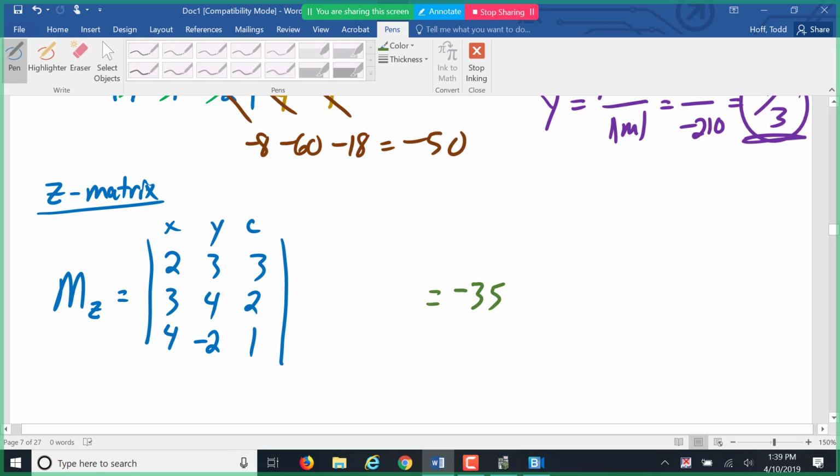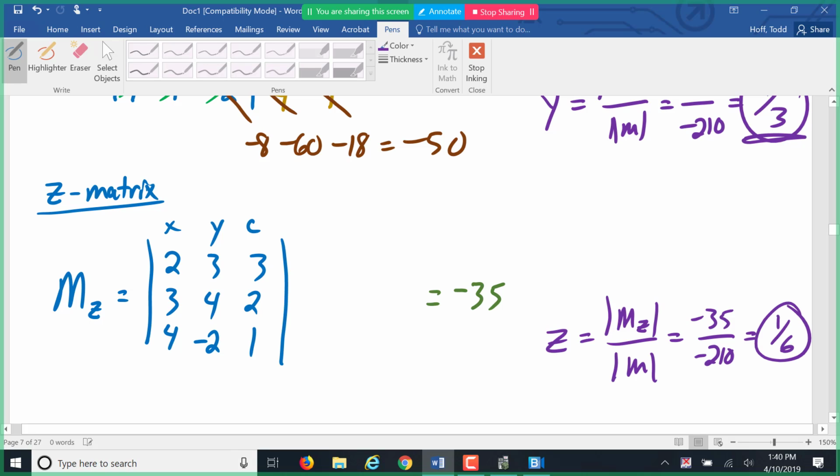And Mr. Kramer says that the z value is the determinant of that z matrix divided by the determinant of that M matrix. Negative 35 over negative 210 gives us the 1/6 we're looking for.